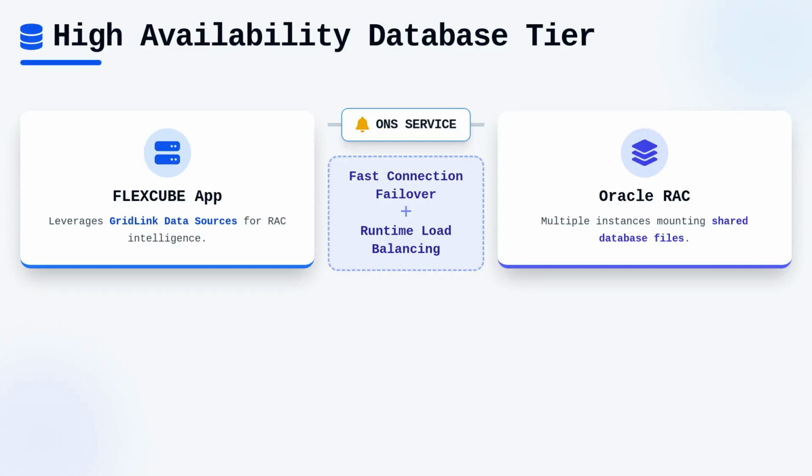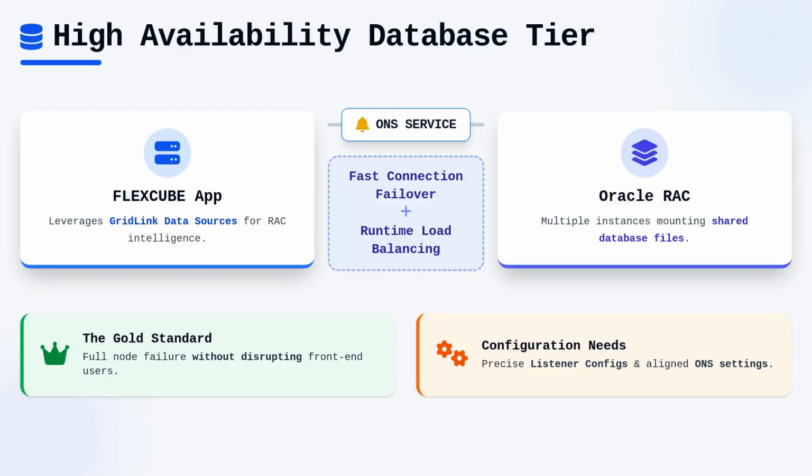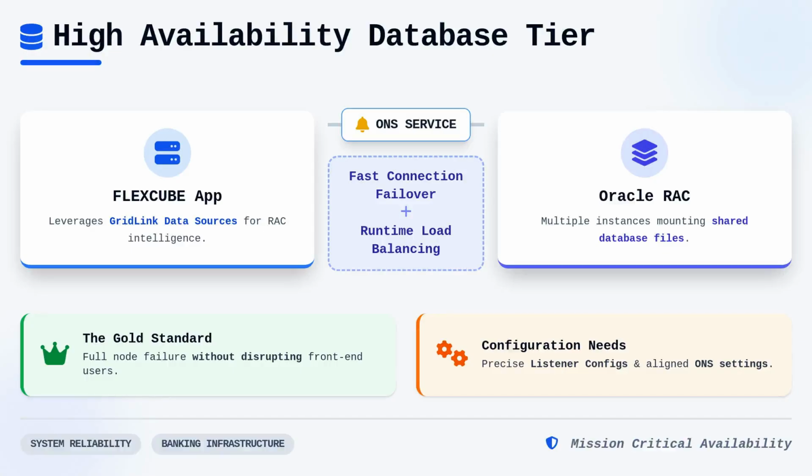It is essential to understand that this requires specific listener configurations on the database side and accurate ONS, or Oracle Notification Service, settings on the application side. When these pieces are aligned, the banking system can survive the loss of an entire database node without disrupting the front-end user experience, which is the gold standard for production reliability.